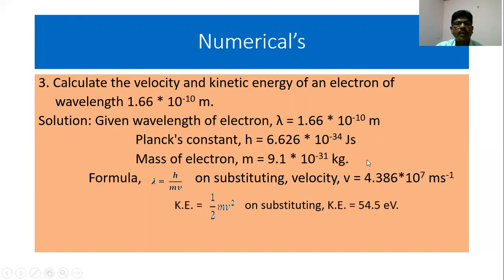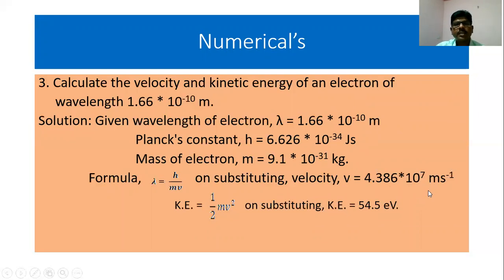Now what is the formula we can use over here? We know that lambda is equal to h by mv. Lambda value is given and we know the value of h and m. From this we can calculate the velocity. On calculation you can see velocity is equal to 4.386 × 10^7 meter per second.